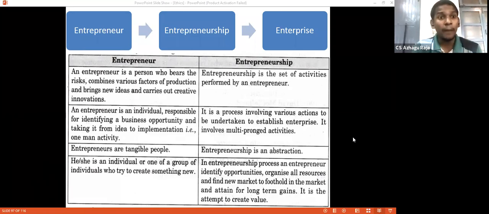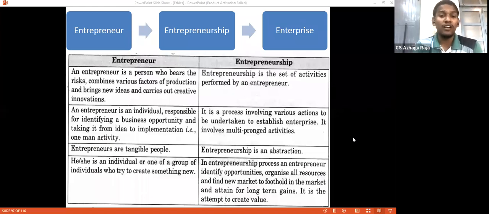He is taking, but there are multiple activities like organizing he has to do, and planning he has to do, implementation he has to do, control activity he has to do, and he has to get the finance. How to get the finance? So all the activities are involved in the case of entrepreneurship. And entrepreneurs are tangible persons you can see physically, but entrepreneurship is an abstraction. It's only an activity, you cannot see it, it is only felt.